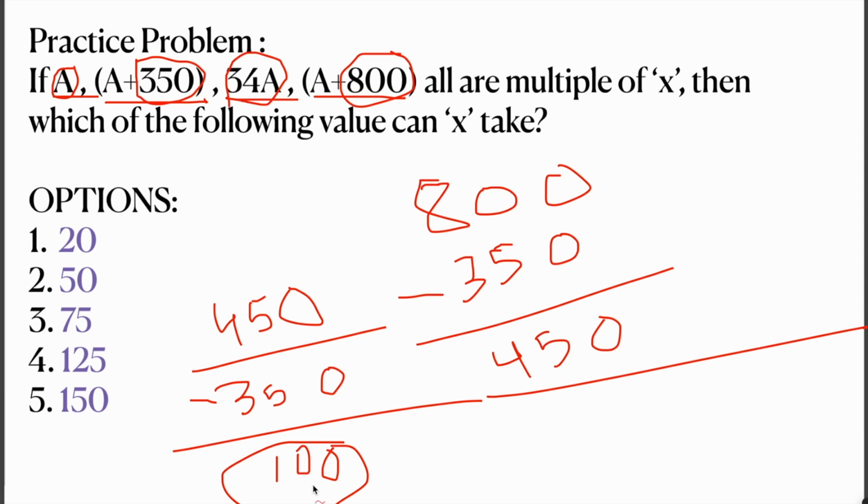Okay, so a factor cannot be bigger than the number, so we can cut off the options 125 and 150. As 75 is not a factor of 100, that's why we can cut off 75 also. Now 20 and 50. As we can see that 20 is not a factor of 350, so we can cut this option also. So here we have the answer, that is 50.